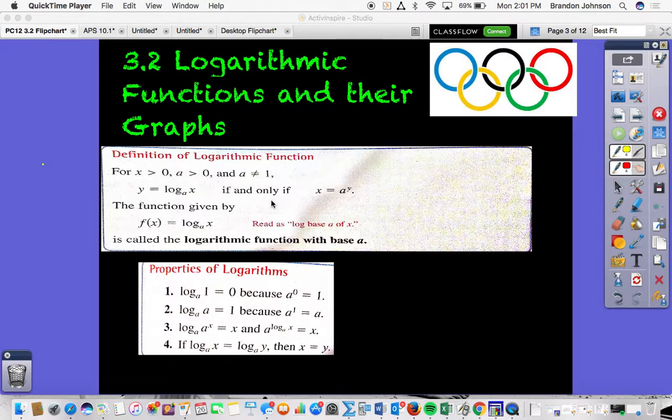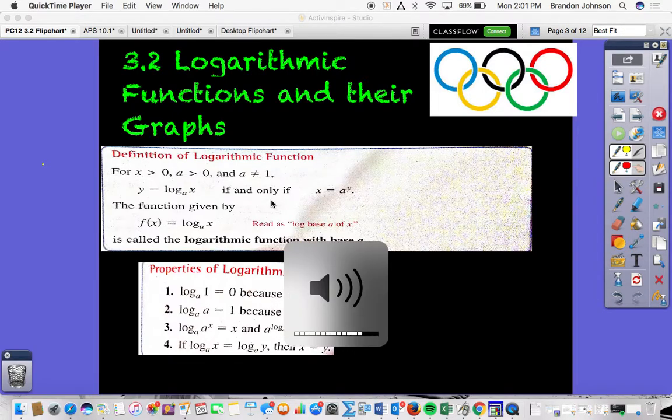We're going to get started on section 3.2, logarithm functions and their graphs. And I forgot to podcast this in class, so shame on me. But regardless, we're going to get started here with some Q&A, going through some stuff for the next about 10 minutes here, all right? All right, here we go.